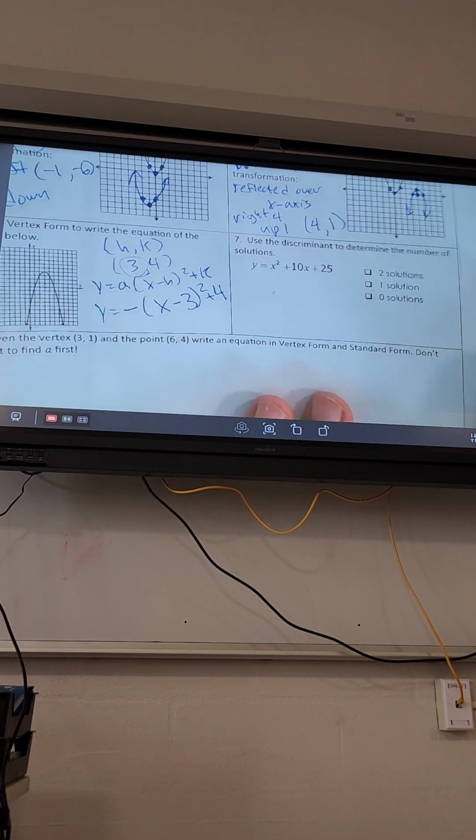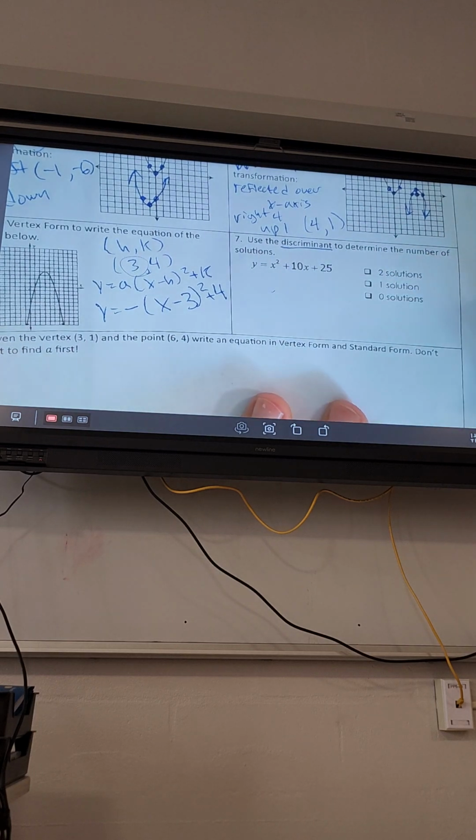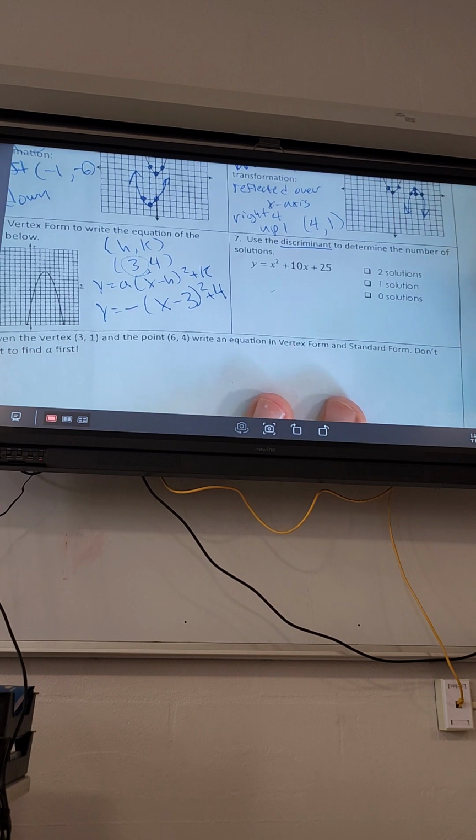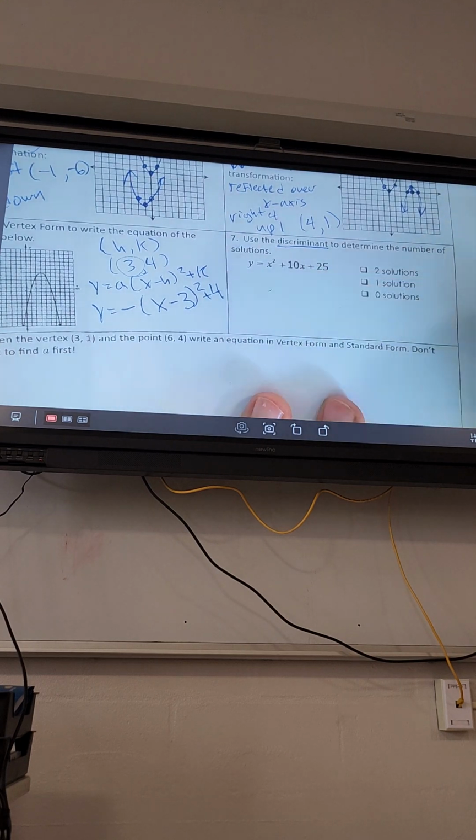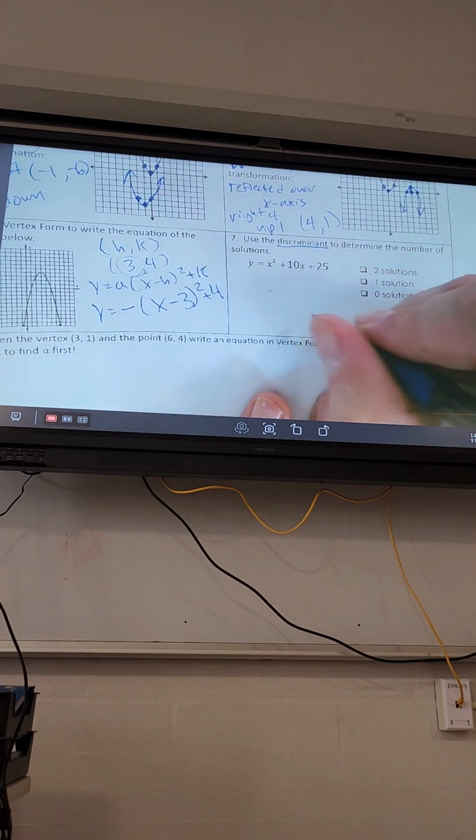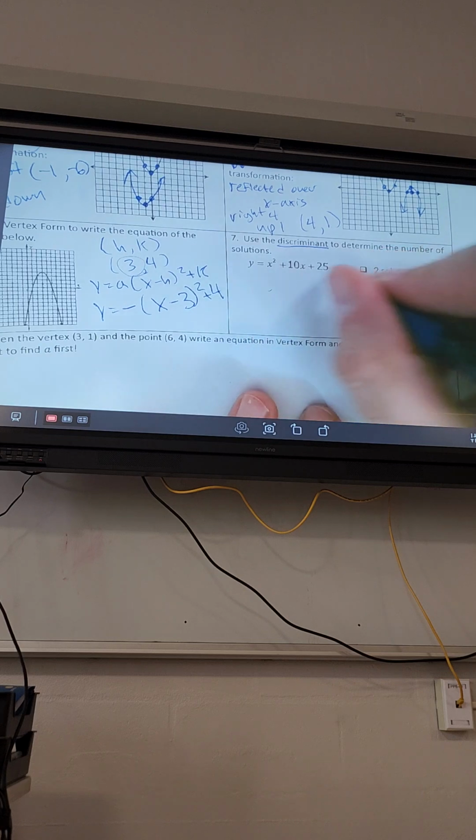Number 7, use the discriminant to determine the number of solutions. So we only barely mentioned the discriminant in the beginning of this unit, right? And I'm not even sure if we really got to it very much. But I'm going to go ahead and give you the rundown of what it looks like right now. There's not a lot of space here, right? But I'll just start going through it.